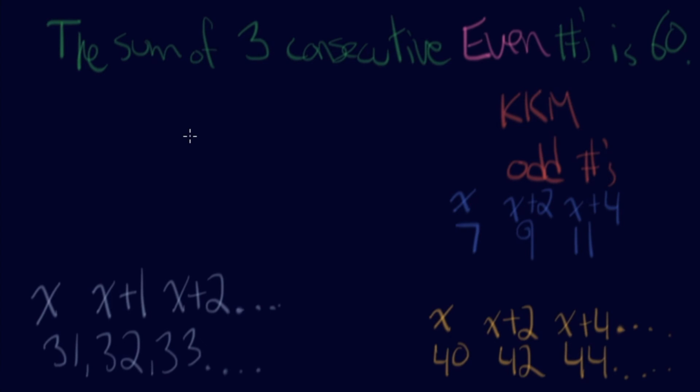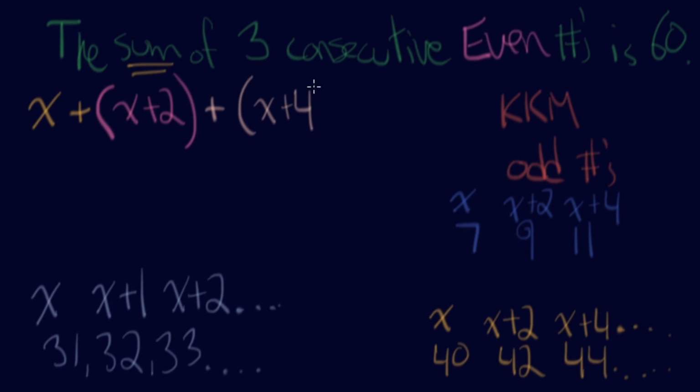The sum of 3 consecutive even numbers is 60. I'm going to use lots of colors because I'm having fun with all my colors today. And the first number is x. And the word sum means to add. So I'm going to add now the next number. And algebraically, the next number is x plus 2. And I'm going to keep adding. The next one is x plus 4. That word is means equals. And then we got 60.